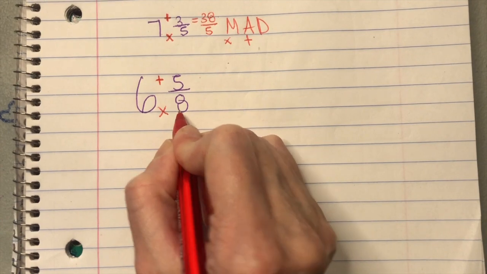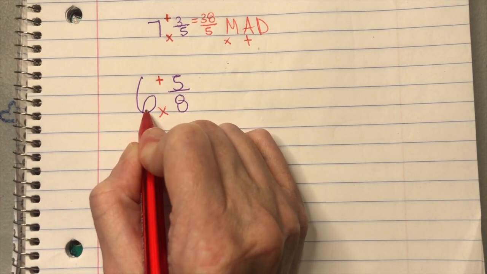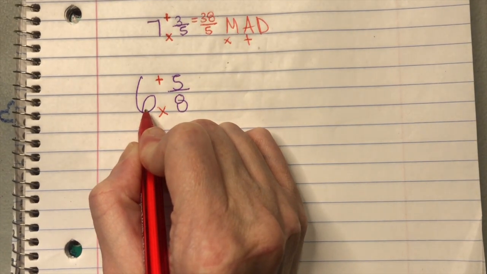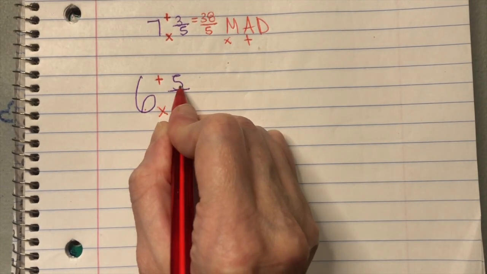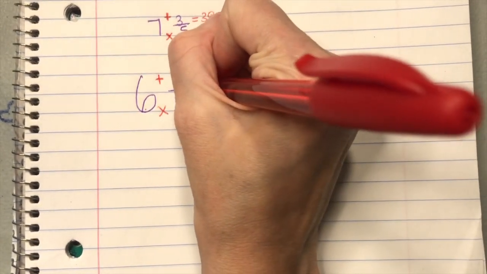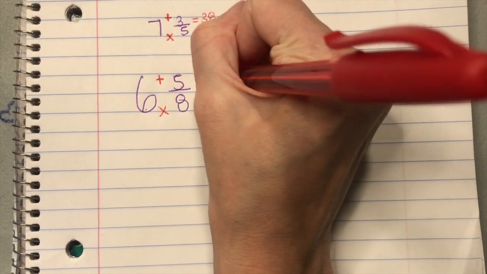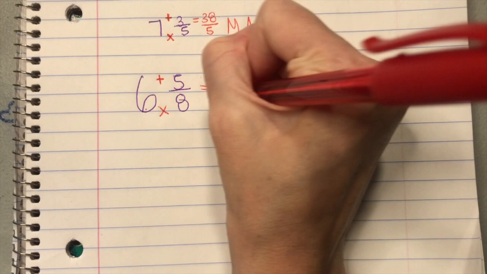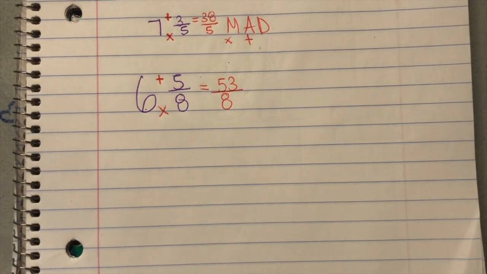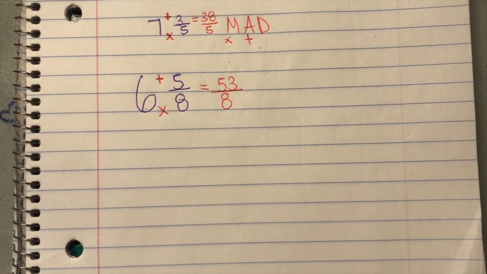Okay, 8 times 6 is 48, plus 5 more is 53, and the denominator stays the same. So 6 5/8 is equal to 53/8.